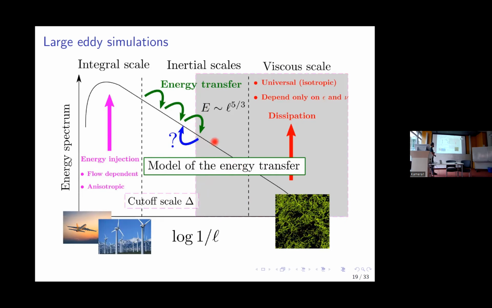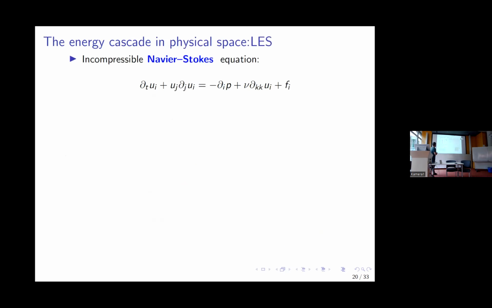And the fact that information or energy cannot go backwards from the part of the flow that we're not interested in to the part of the flow that we're interested in is good news. Okay, it means that modeling the cascade is something that might actually work.